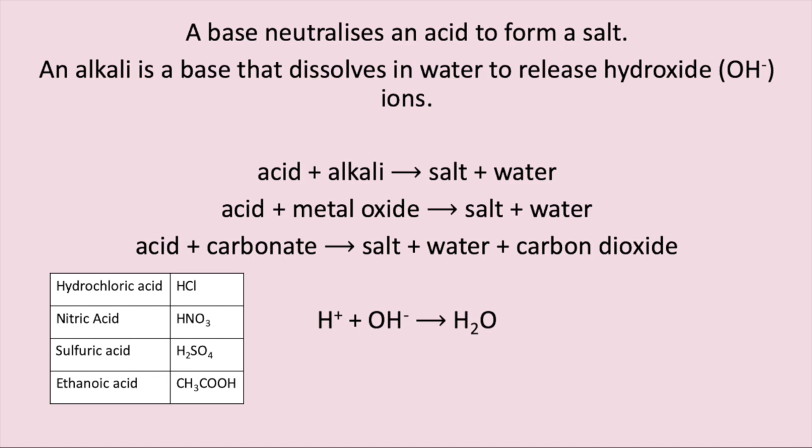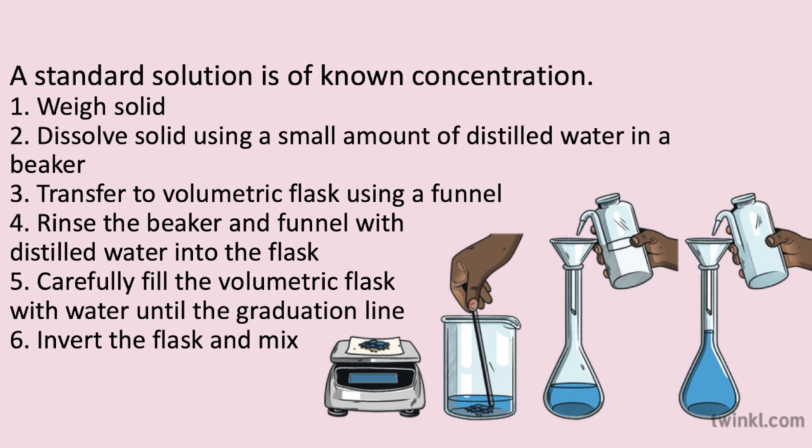The ionic equation for neutralization is H plus plus OH minus goes to H2O. The H plus comes from the acid and the OH minus comes from the alkali. Another reaction you should be aware of is an acid plus a metal carbonate goes to a salt, water, and carbon dioxide. A titration is a technique which accurately measures a volume of a solution that reacts with another solution.